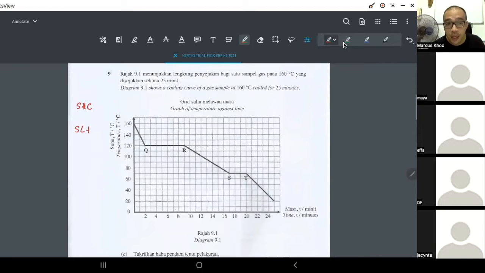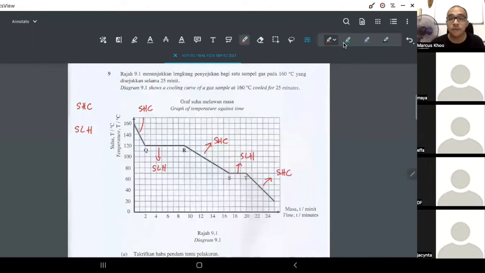And we know that the specific heat capacity is involved during the temperature change. So if there's a temperature change, this section will be specific heat capacity. This section will be specific latent heat. This one, because there is a change in temperature, is specific heat capacity. This is specific latent heat, and this is specific heat capacity again.